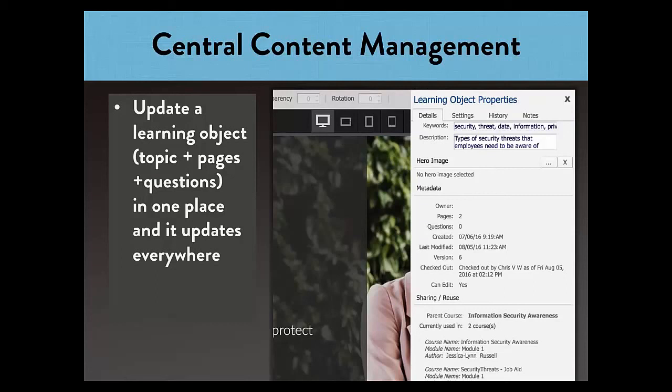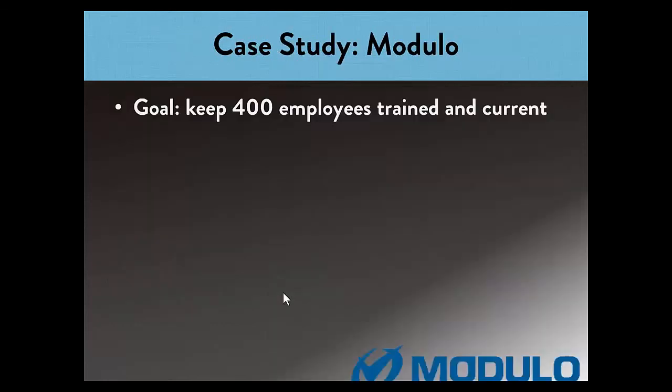And this is a good screenshot of that idea of that learning object. Well, that was some pages to teach the concept and some questions to test it. And as you can see in this screenshot over here in the lower right, it says sharing and reuse. Well, that topic was used in 2 different courses, so when something was updated there, both courses were updated automatically. Anytime you can do that, great. Go ahead and move on.